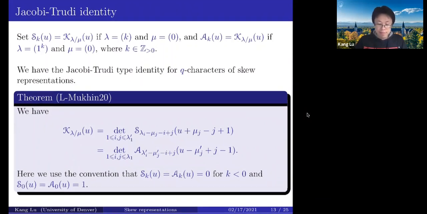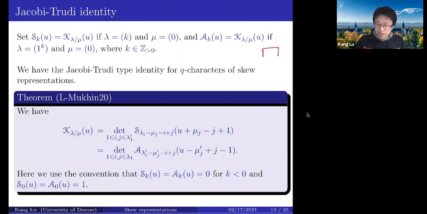Okay, and so let S_k be the Q-character of the representation corresponding to a row of k boxes, and A_k the Q-character for the representation corresponding to a column of k boxes. Then this is very similar to the usual Jacobi-Trudi identity. We have the following, except that we have some shift. We have some shift here.